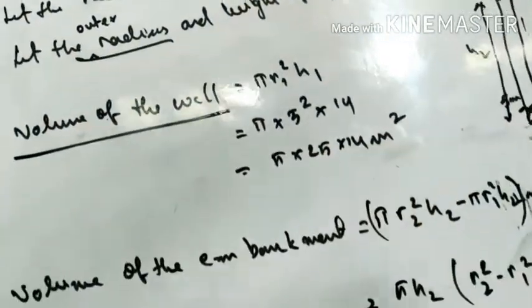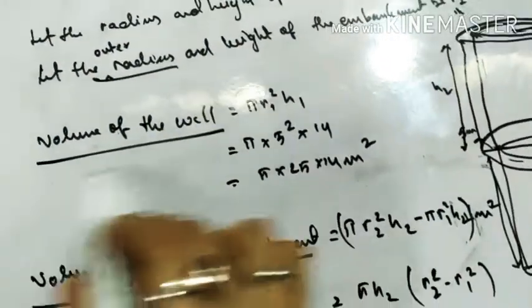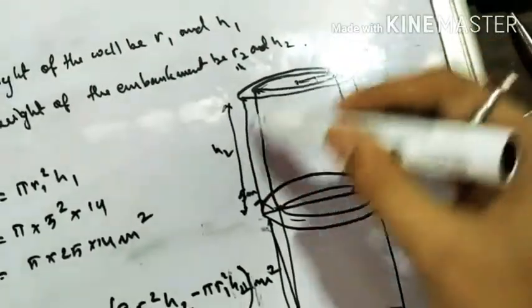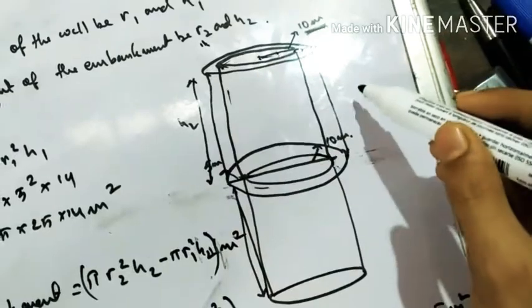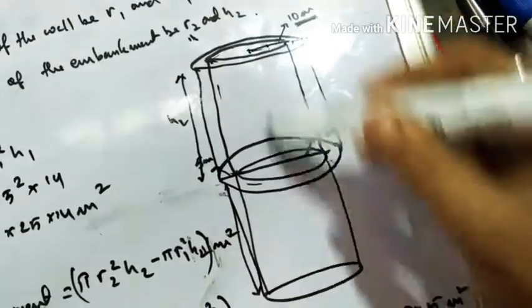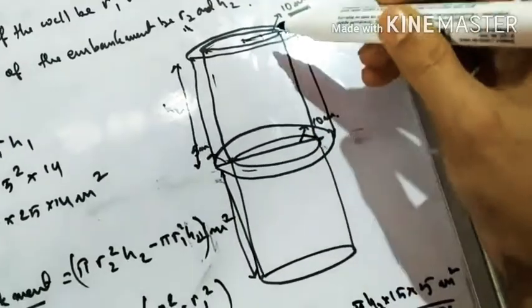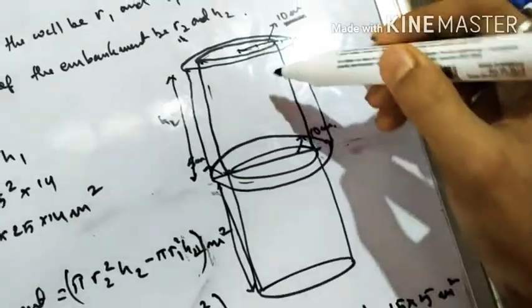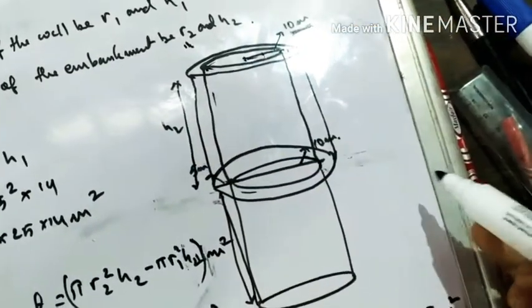Now you see, the volume of this well will be equal to the volume of the embankment. Because how has this embankment been made? This embankment has been made by taking earth out of this well. So therefore the volume of this well will be equal to the volume of this embankment.